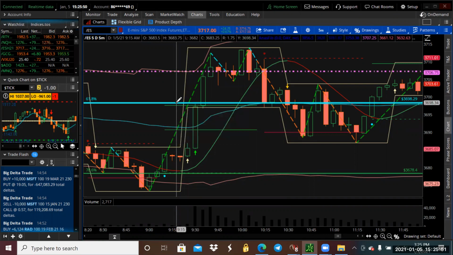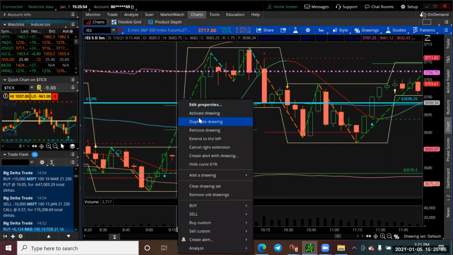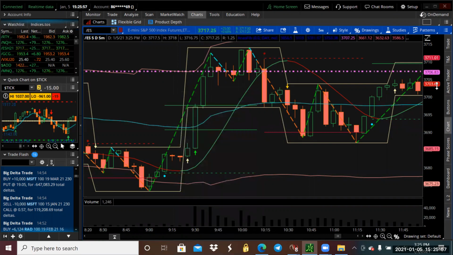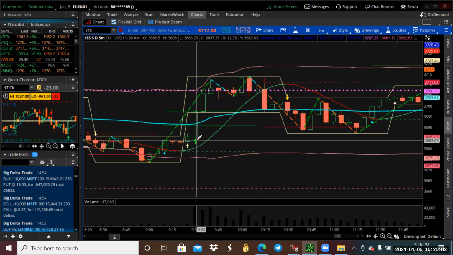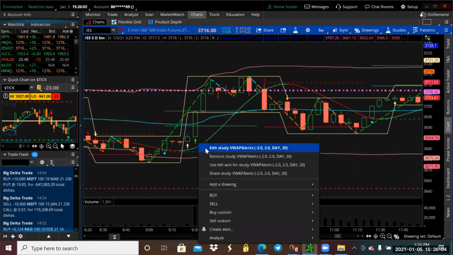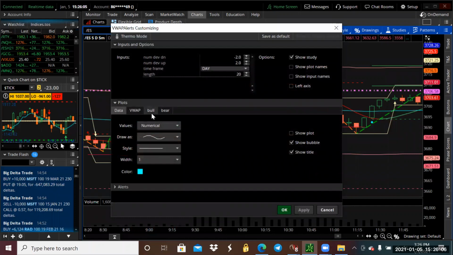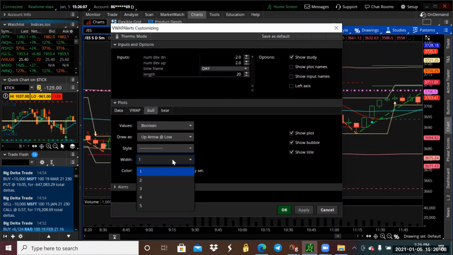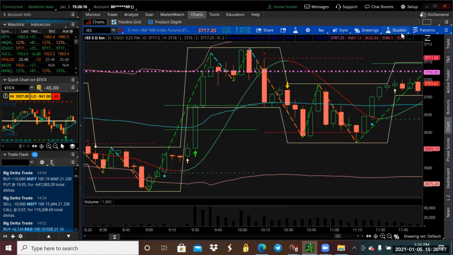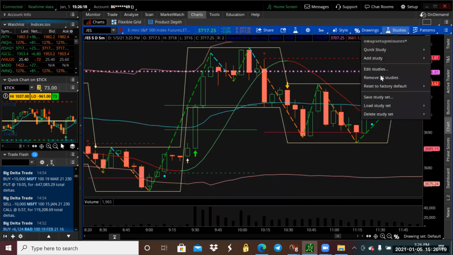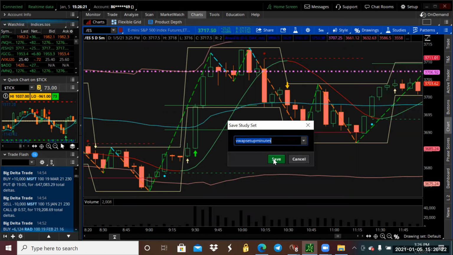So I have ES here. Okay, so ES this morning. So here is your green. Let me change it to make this a little bit bigger so you guys can see. Okay. And let's save it as, sure, that's fine.